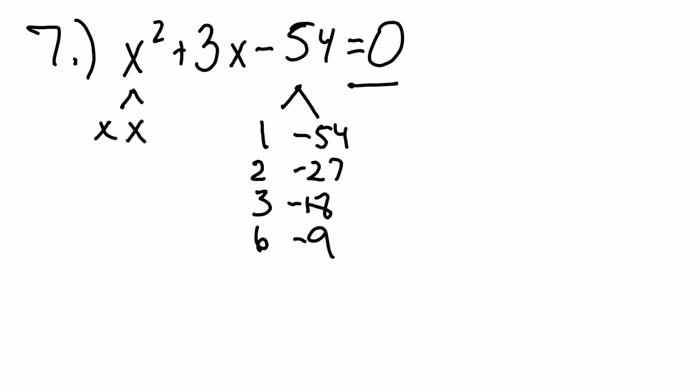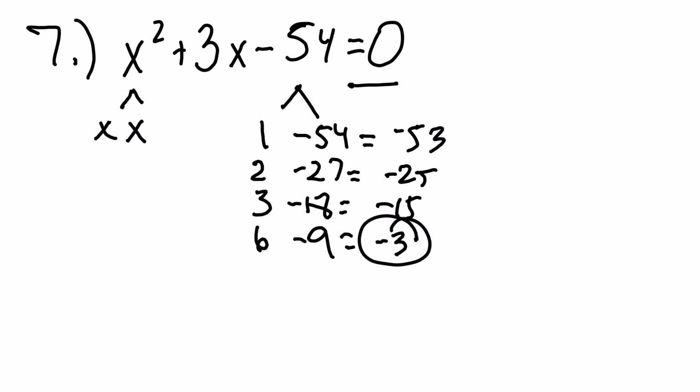Because this is a 1, I can do the little shortcut where I add up the middle. That's a negative 53. That's negative 25. That's negative 15. That's negative 3. Because I just added those together. Notice that negative 3 is very close to what I want here in the middle. So if I had negative 6 and positive 9, it would actually give me the right answer.